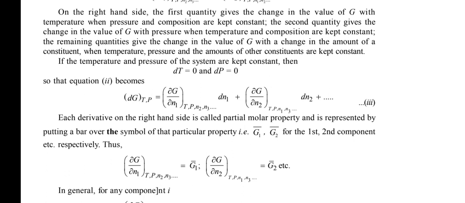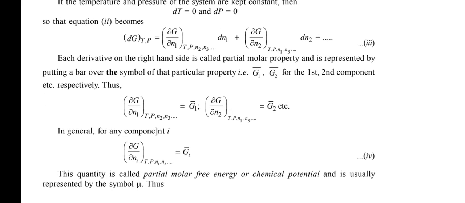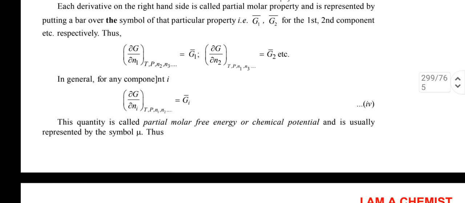Each derivative on the right hand side is called partial molar property and is represented by putting a bar over the symbol of that particular property. That means G1 bar, G2 bar for the first and second component, etc., respectively. Thus dG by dn1 at constant temperature, pressure, n2, n3 equal to G1 bar, or dG by dn2 at constant temperature, pressure, n1, n3 equal to G2 bar, etc. In general, for any component i, dG by dni at constant temperature, pressure, n1, n2 equal to G bar i.